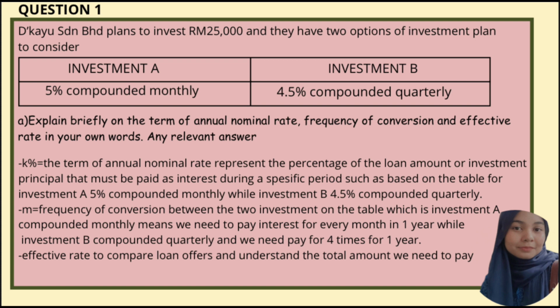Next, the frequency of conversion. Between the two investments on the table, investment A, compounded monthly, means we need to pay interest every month in 1 year, while investment B, compounded quarterly, we need to pay 4 times in 1 year.